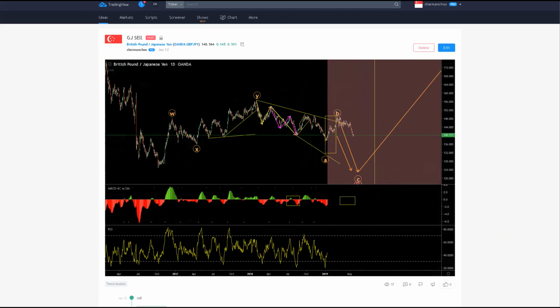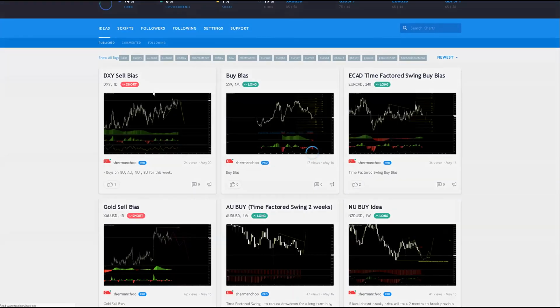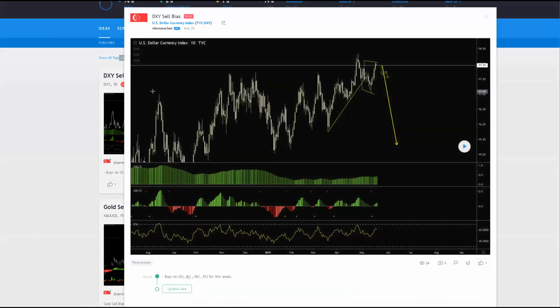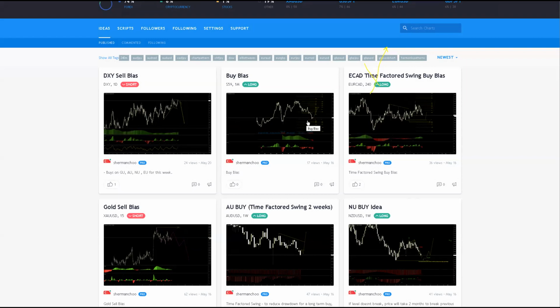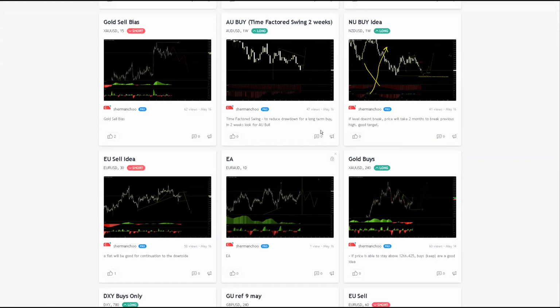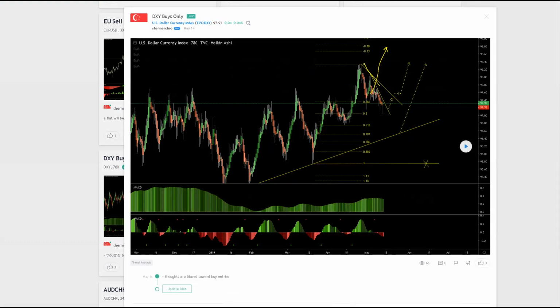Okay, so let's go back to some of the more current trades that I'm looking at. Let's look at the DEX sell bias. Let's see what's going on here. Now, the interesting thing about this DEX is when this one was here, I was actually looking for this move to go up there. If you look at some of my different charts, some people might be confused. Say, Sherman, you're looking for the DEX buy here, this one. Now you're looking for the DEX sell. Yes, it's true. It depends on how these prices are moving to the upside. You see that?